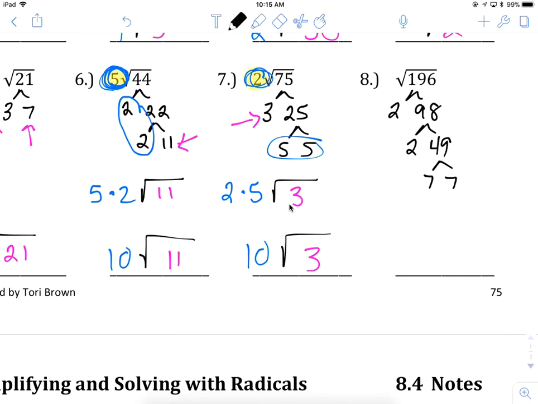So here's what happens when you see something like this. I have a date of 2s, a date of 7s. Do you see any singles left?